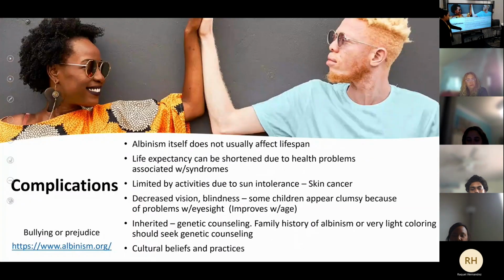Now, another thing is cultural beliefs and practices. In certain cultures, it is said that intercourse with a woman who has albinism can cure AIDS. We as future healthcare providers can see the problems that causes. However, it's something to take note of, and it's something that we're going to have to be able to tackle in our fields, balancing culture and modern or westernized medicine.